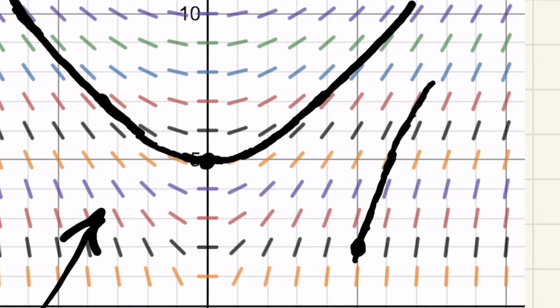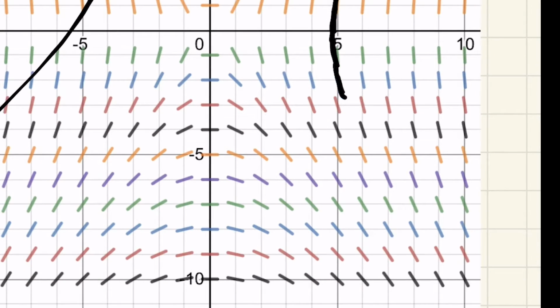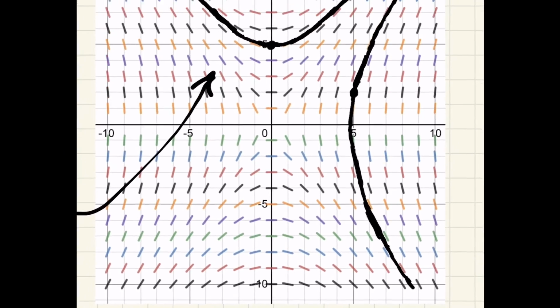And once we get to these blue guys, it's going to be roughly parallel to those once we get to these green ones. So this one's very subtle. On the other side, it's getting steeper. And there we are.